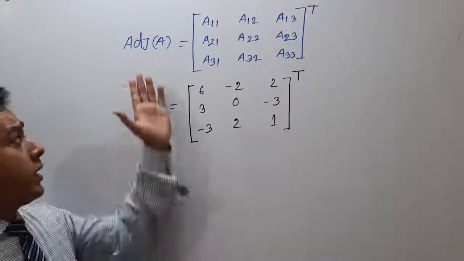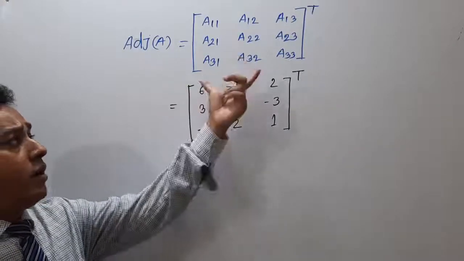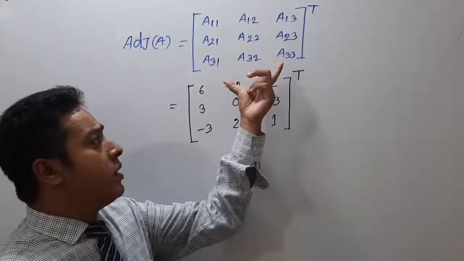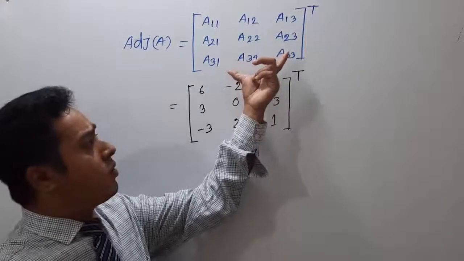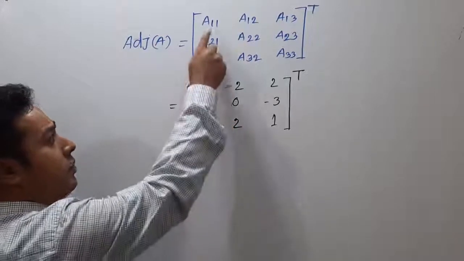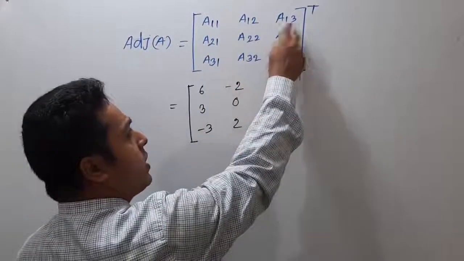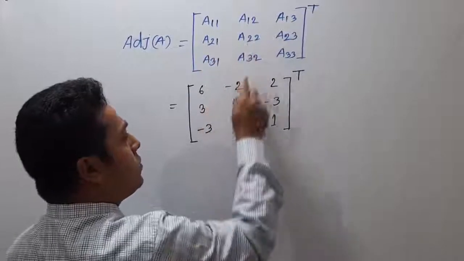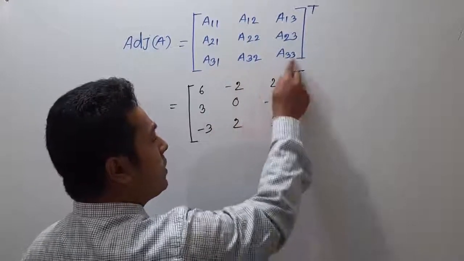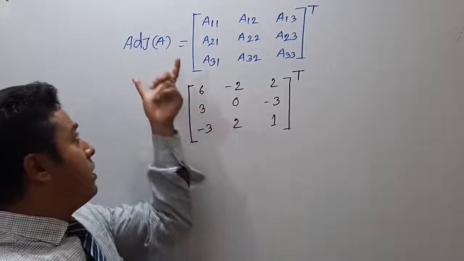The adjoint matrix of A is created from all the cofactors of matrix A, the transpose of the matrix of all cofactors of A. We have found the values of the cofactors: A11 is equal to 6, A12 minus 2, A13 2, A21 3, A22 0, A23 minus 3, A31 minus 3, A32 2, A33 1. We found these values from matrix A.